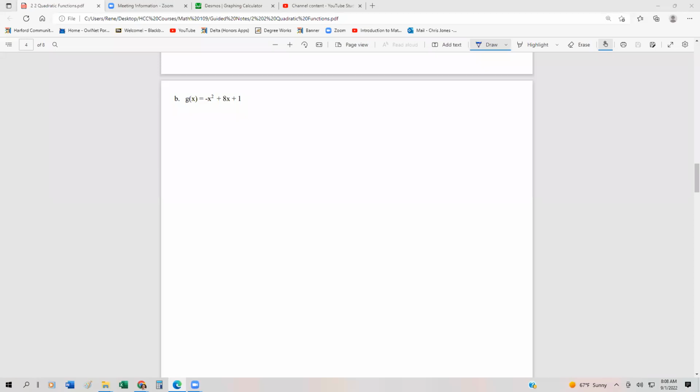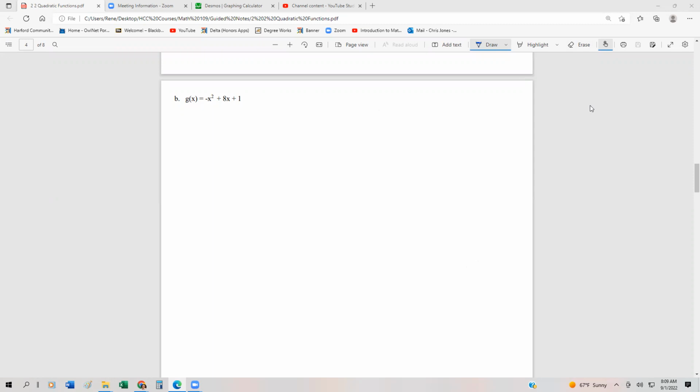Here's another example of being able to dissect the equation of a quadratic function and turn it into the graph of this and be able to identify the key features. So we have this function, g of x equals negative x squared plus 8x plus 1. First thing we have to do is find the vertex.